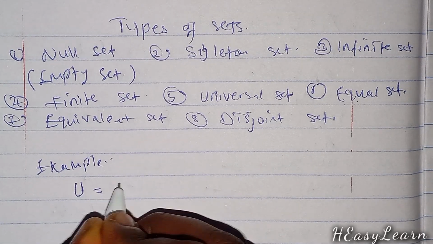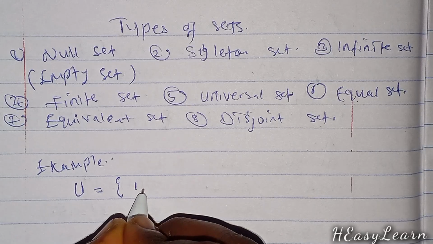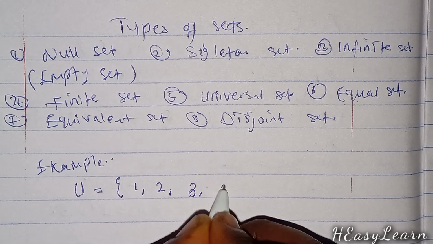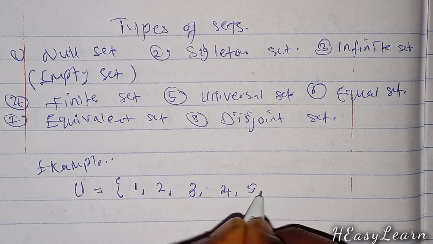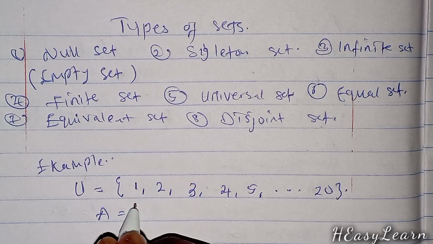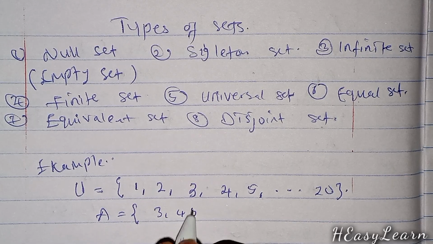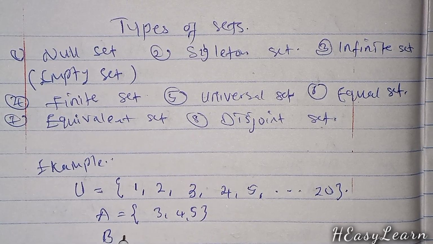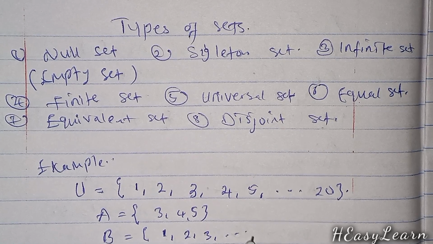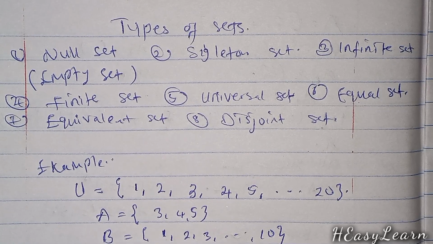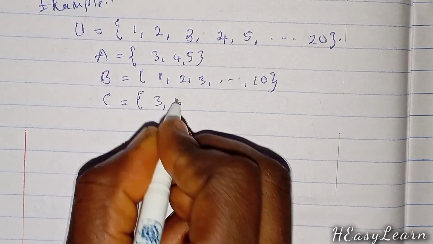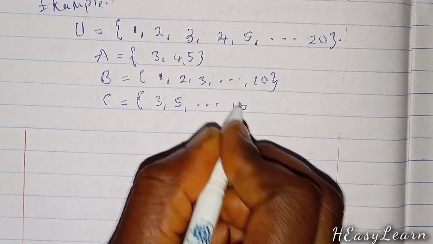Consider a universal set called U. These are sets of natural numbers 1 to 20. Suppose we have A to be a set of 3, 4, 5, and we have B to be the set of 1, 2, 3 to 10. And suppose we have the set C to be 3, 5 to 15.